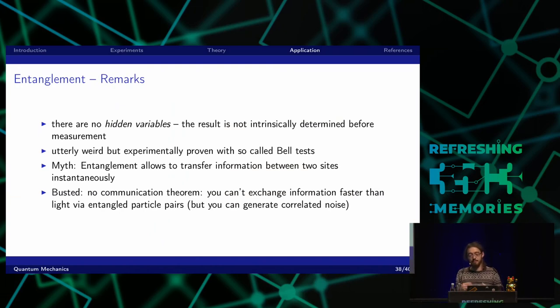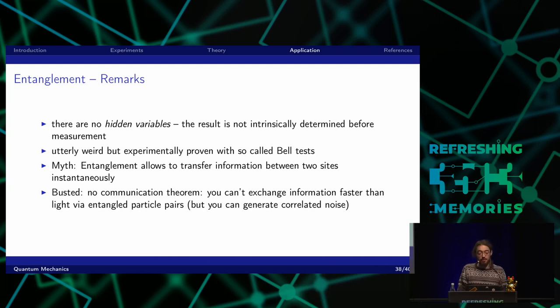That means the measurement result is not determined beforehand. It is only when we measure that it's actually known what the result will be. This is utterly weird, but one can prove this experimentally. Those are Bell tests. There's a Bell inequality that's a limit for theories where there are hidden variables, and real experiments violate this inequality and thereby show that there are no hidden variables.